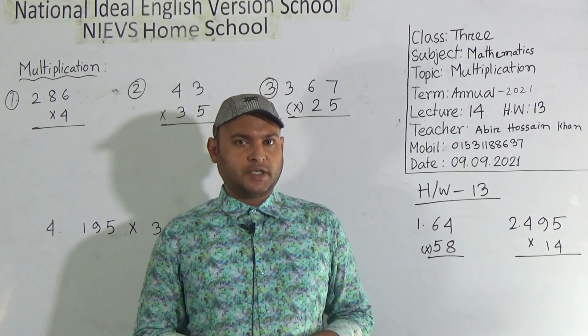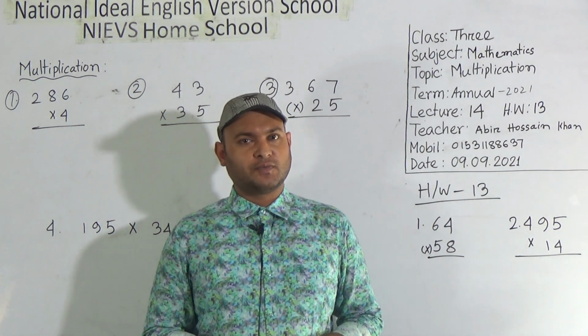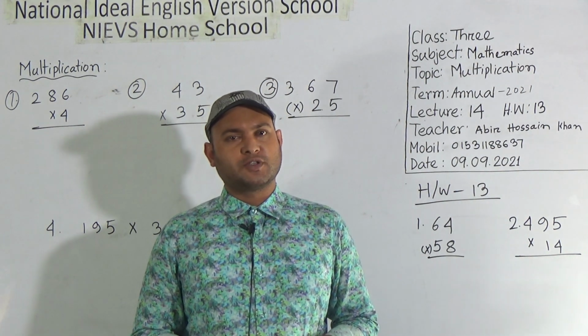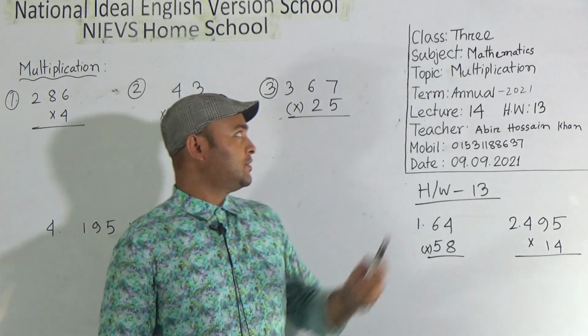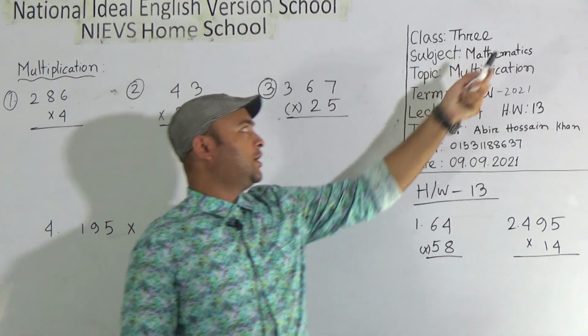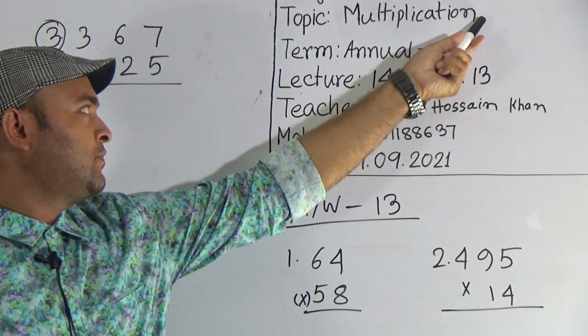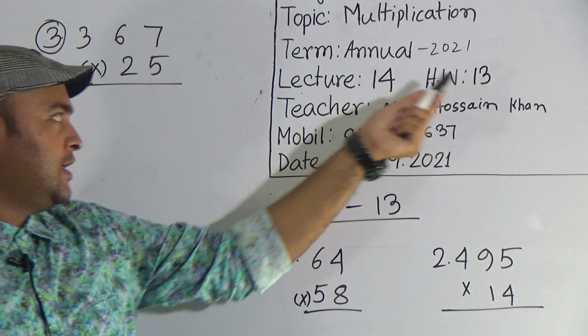This is Abir Hossain, assistant teacher in mathematics at day shift of National Ideal English Version School. Today I am going to take mathematics class for class 3, and our today's topic is multiplication, and our lecture is 14 and SW is 13.